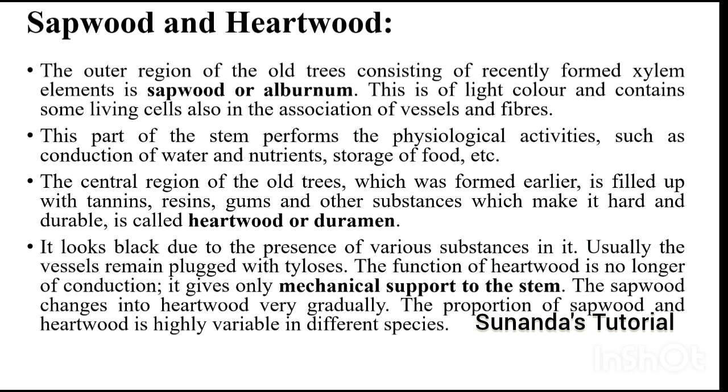The central region of old trees, which is formed earlier, is filled with tannin, resin, gums and other substances which make it hard. It is called heartwood or duramen. It looks black in color due to the presence of different substances. Usually vessels remain plugged with tyloses. The function of heartwood is no longer conduction. It gives mechanical support only to the plant. The sapwood changes into heartwood gradually. The proportion of sapwood and heartwood is highly variable in different species. So that is all about heartwood and sapwood.